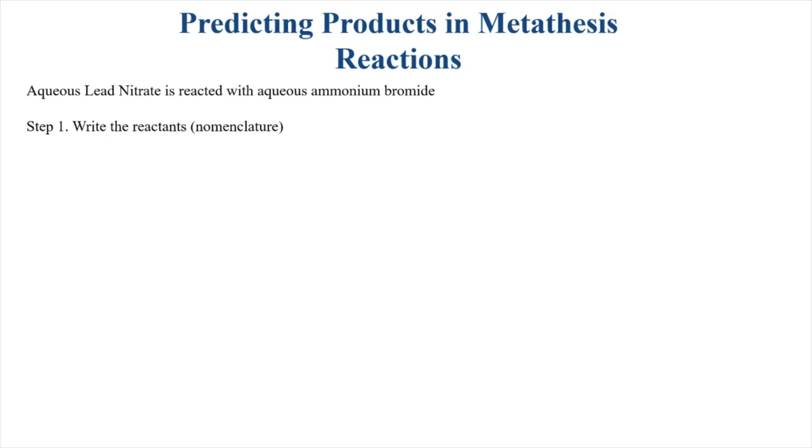So for example, just like in the upcoming videos where we're going to actually look at these reactions, we have a solution of aqueous lead nitrate and we're reacting it with aqueous ammonium bromide. We want to be able to predict the products and determine what the molecular, complete, and net ionic equations are. The first thing we have to do is write the reactants. We're given these two reactants, lead nitrate and ammonium bromide, and we have to be able to get them down on a piece of paper. We have to be able to write them.